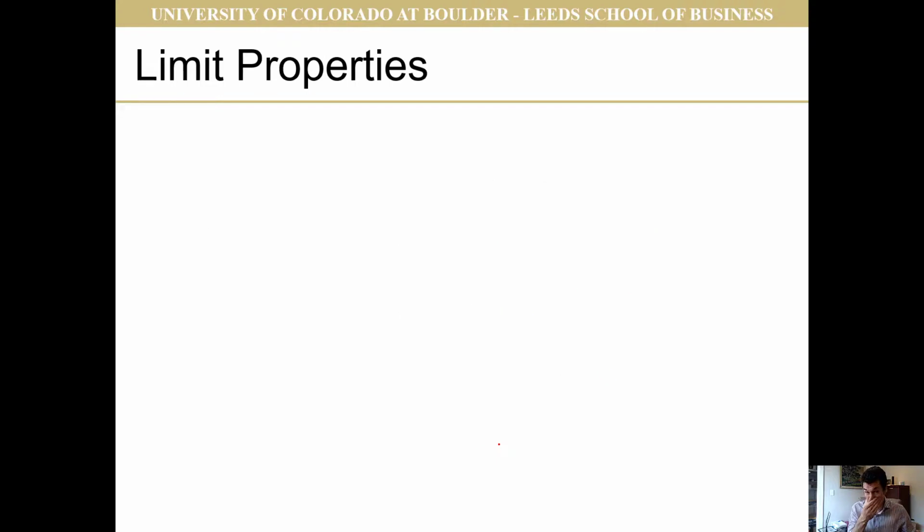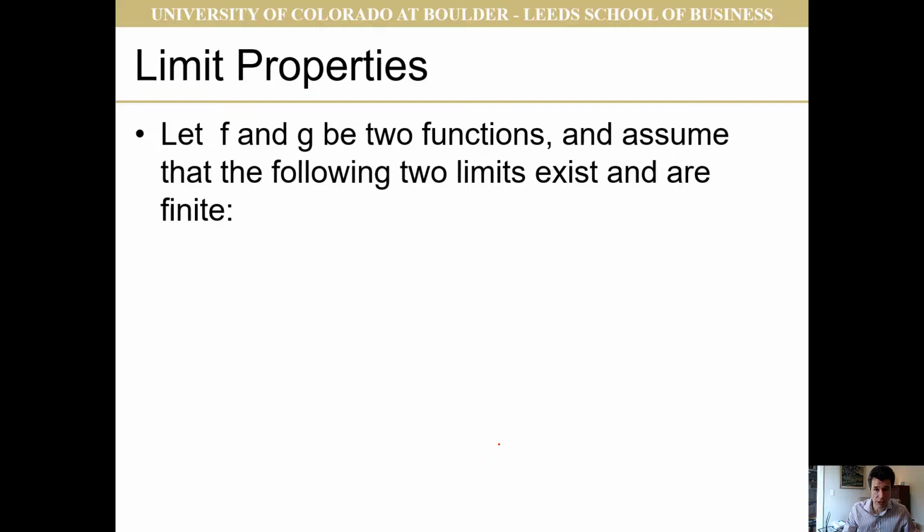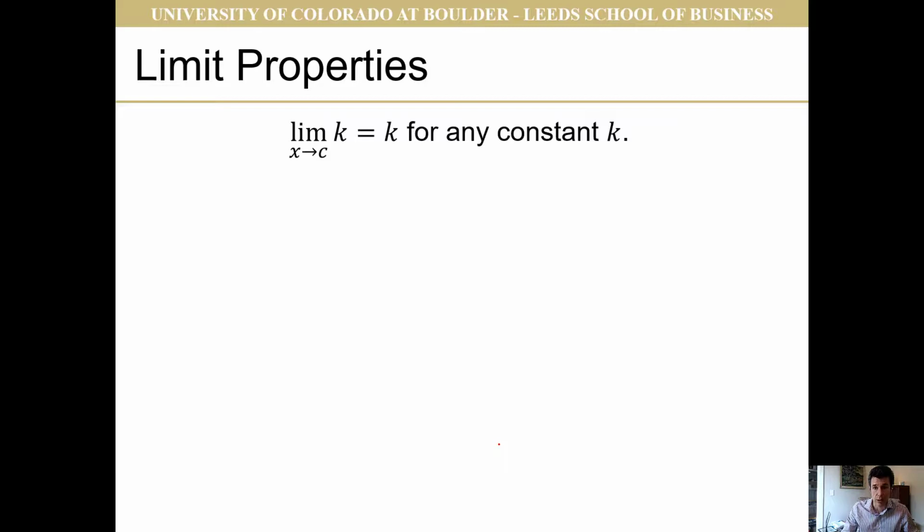All right, we have lots of properties of limits, and these properties are reasonably intuitive, so we won't spend too much time on them, but it's just worth knowing. So we're going to have two functions and assume the limits exist. The limit as x goes to c of f of x is some number L. The limit as x goes to c of g of x is some number m. So, some properties. First, the limit as x goes to c of a constant is simply the constant. The limit as x goes to c of the function x is simply c.